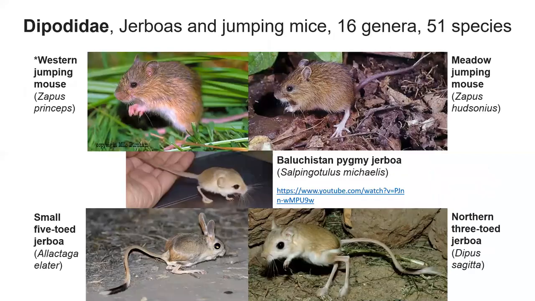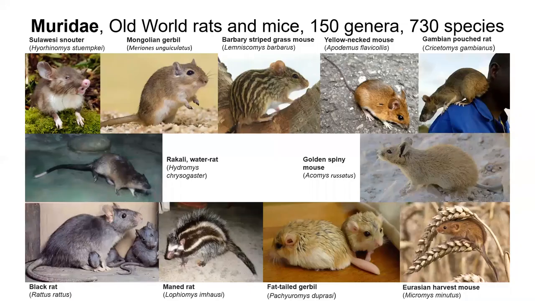So we've talked about Dipodidae and Heteromyidae. Now let's talk about Muridae. This is a huge family. These are the Old World rats and mice. 730 species, very big group. These are just some of the really interesting ones that I've stumbled across. They're all across Europe, Asia, Africa, and Australia.